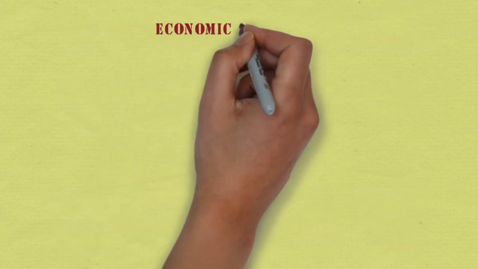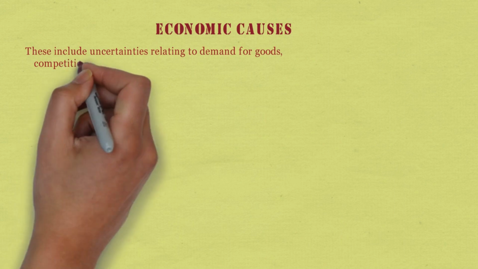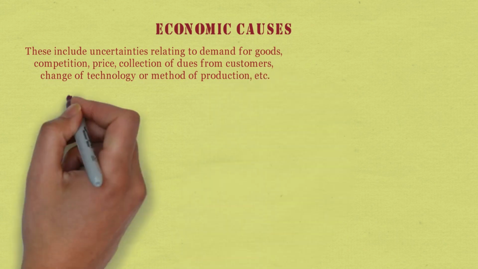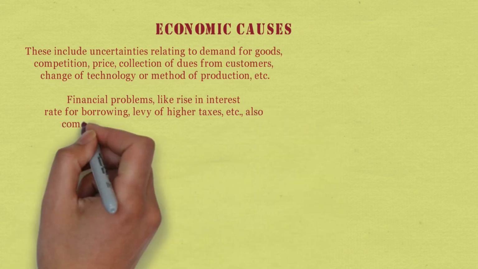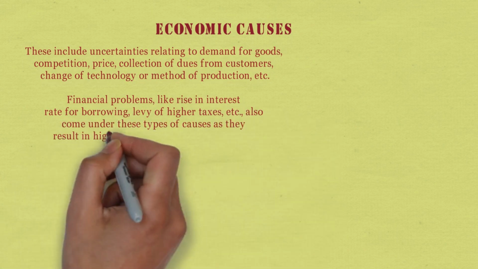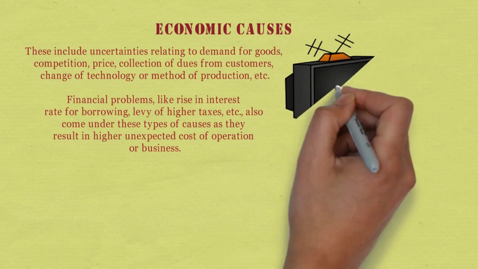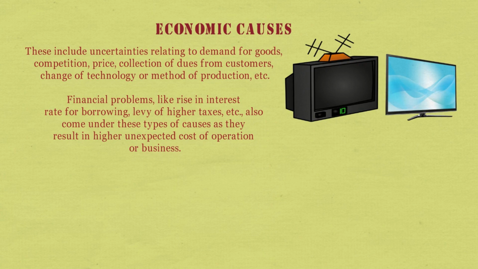Economic causes. These include uncertainties relating to demand for goods, competition, price, collection of dues from customers, change of technology or method of production. Financial problems like rise in interest rate for borrowing, levy of higher taxes, etc. also come under this type of causes as they result in higher unexpected cost of operation or business. A very common example is shift from CRT display screen TV to LCD or flat screen TV.